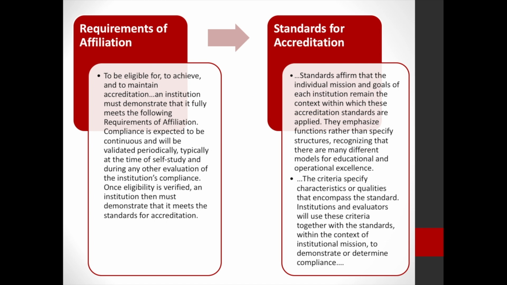In total, the process for ensuring compliance relies on a determination that an institution has demonstrated that it's in compliance with the Commission's 15 requirements of affiliation and 7 standards for accreditation. Compliance with both the requirements of affiliation and the standards for accreditation is expected to be continuous. Institutions are, in most instances, comprehensively evaluated on both at the time of their self-study evaluation. Institutions will be evaluated according to the requirements, standards, and their criteria within the context of institutional mission.